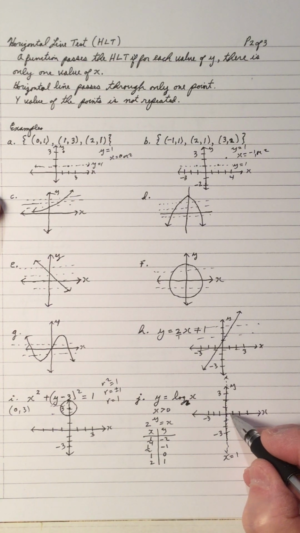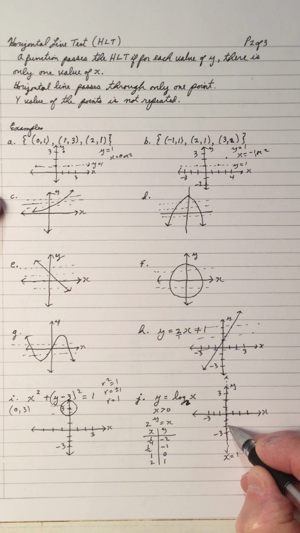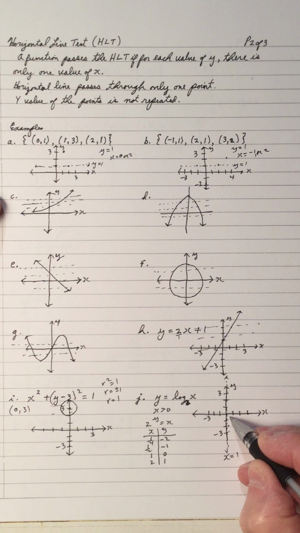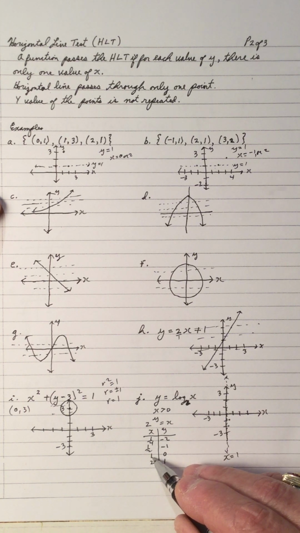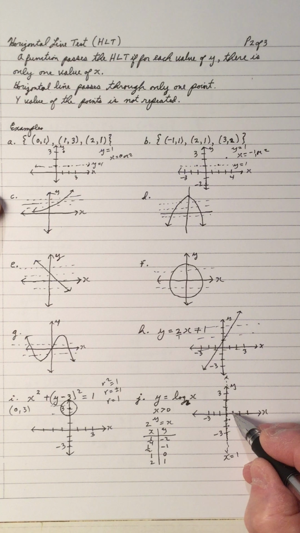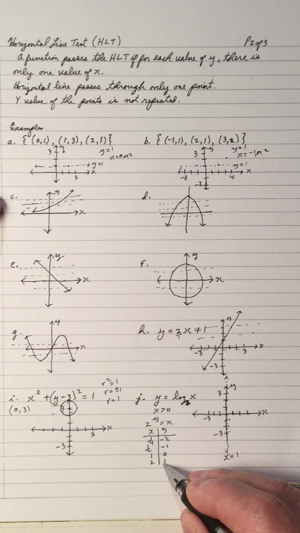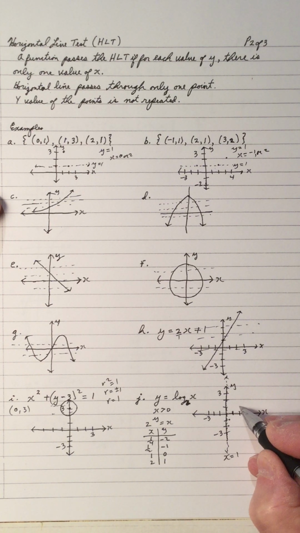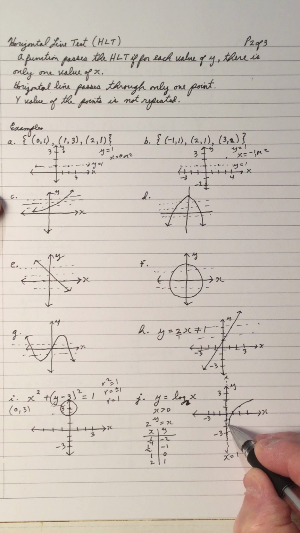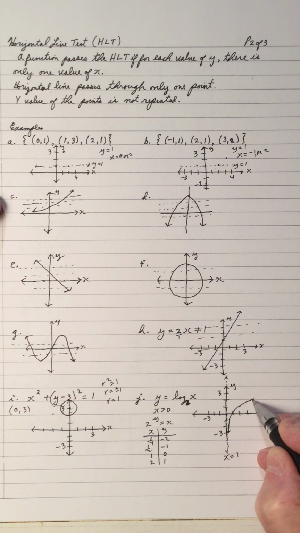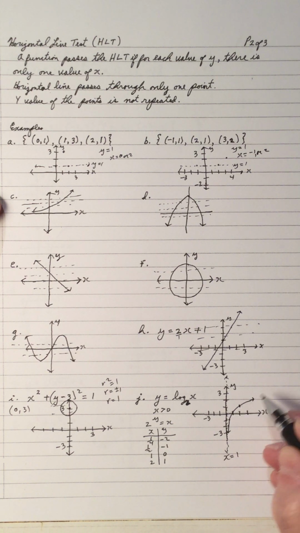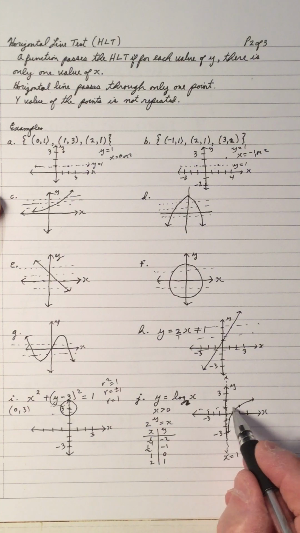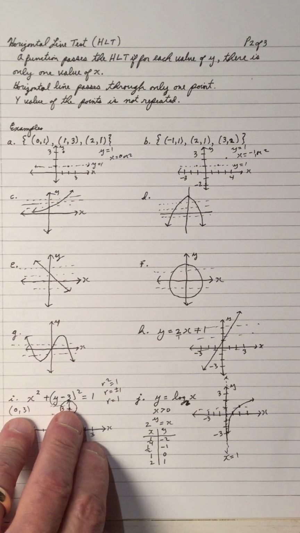So if x is a quarter, y is negative 2. If x is a half, y is negative 1. If x is 1, y is 0. If x is 2, y is 1. So this is the graph of the log of x base 2. There it is there. And notice if we draw a horizontal line, it passes the horizontal line test.